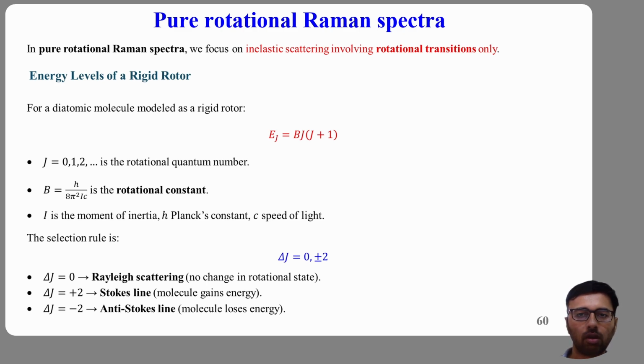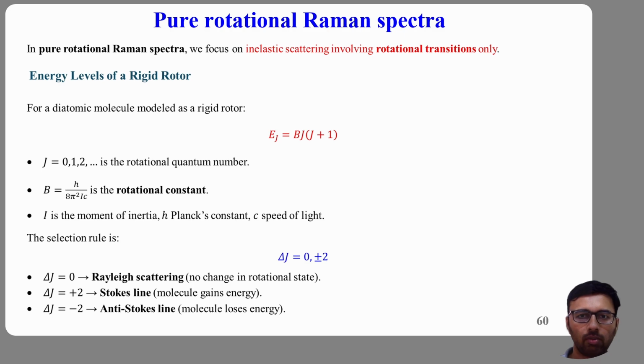The allowed rotational energies are given by E_J is equal to B J into J plus 1, where J is the rotational quantum number and B is the rotational constant. The rotational constant depends directly on the molecule's moment of inertia, and the moment of inertia depends upon atomic mass and bond length. This means rotational spectroscopy gives us direct structural information. By measuring rotational transitions, we can calculate bond length with extraordinary precision.